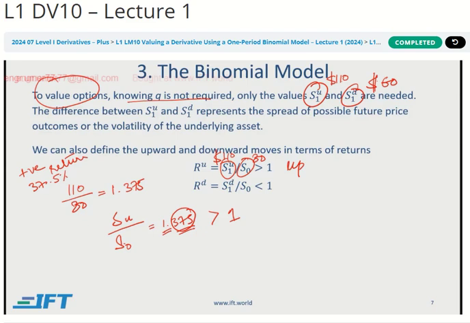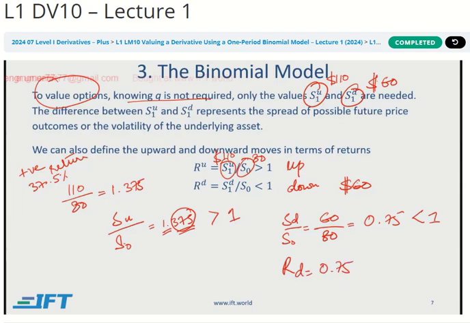Whereas if we look at the down situation, and let's say it's going down to 60, it will be 60 over 80, which is S down divided by S naught, and 60 over 80 is 0.75, which is obviously less than 1. That means your down return is 0.75, or you've lost 25%, and your up return is 1.375, which means you have gained 37.5%.